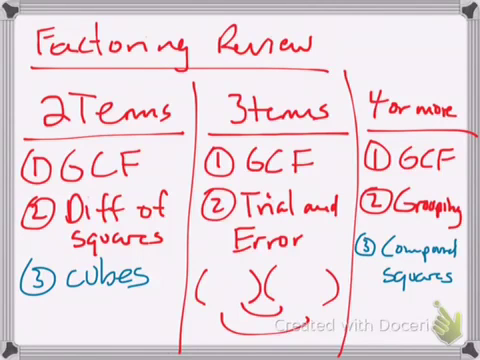Two terms, you look for a GCF, difference of squares. Three terms, you look for a GCF, then trial and error. You want to unfoil it. Four or more terms, you look for a GCF, and then you factor by grouping. Okay, so let's look at some examples of these.